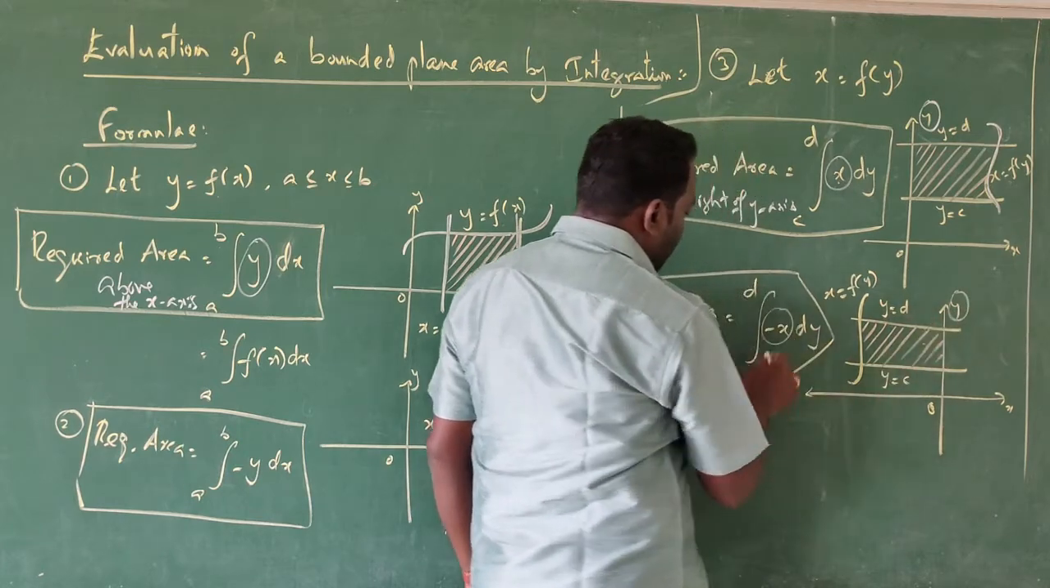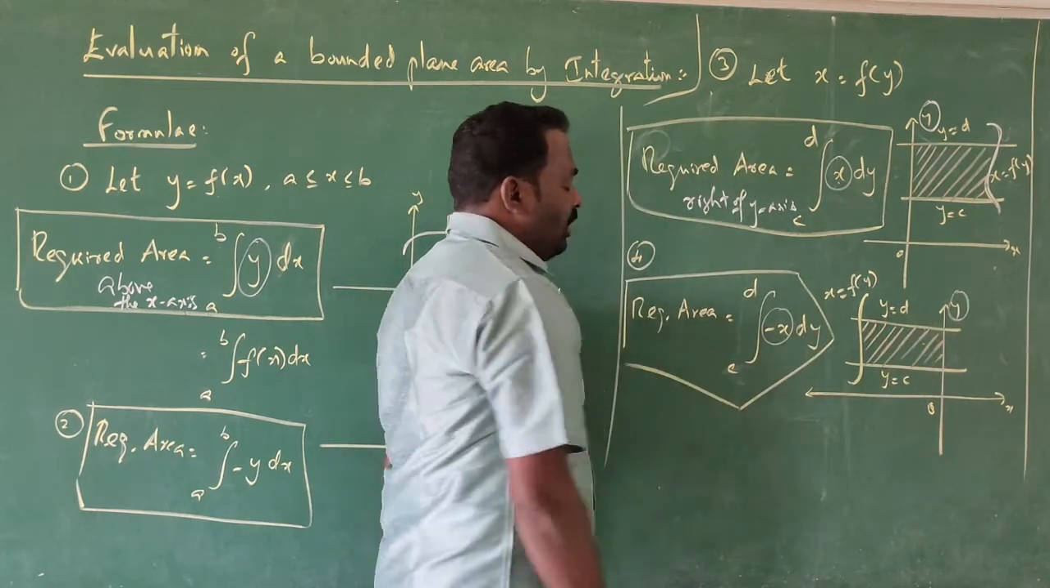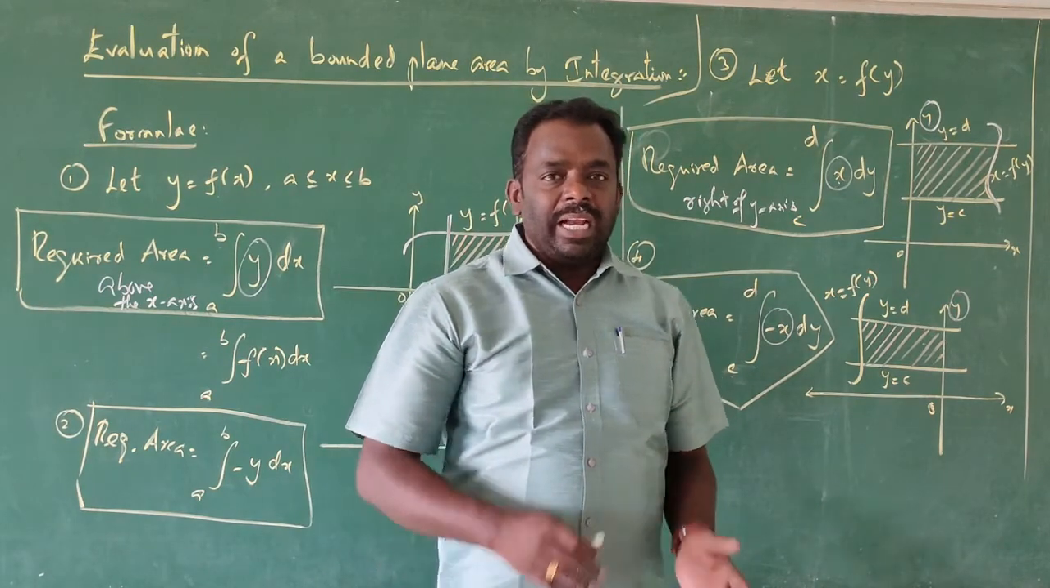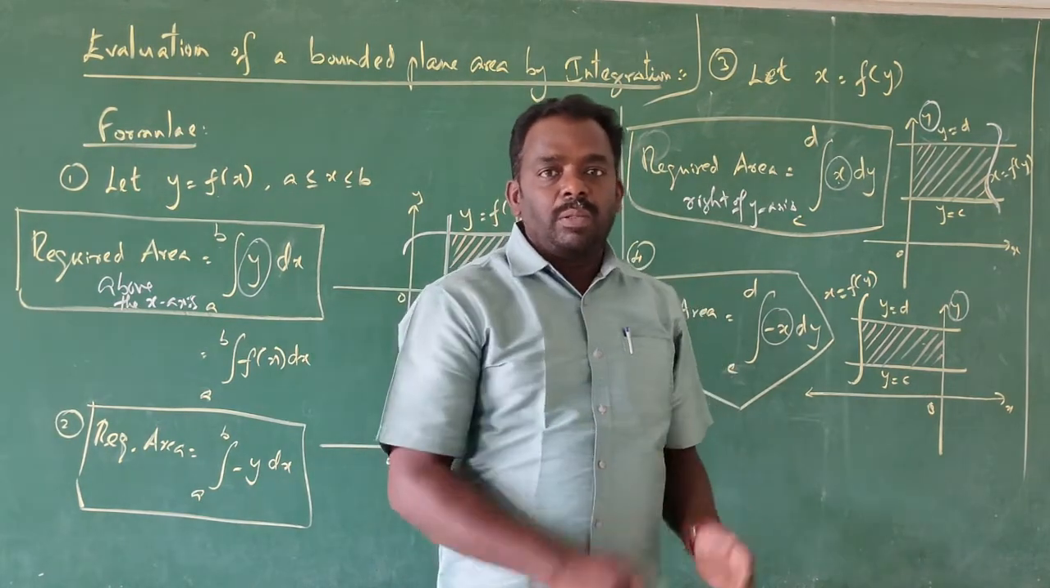Left side of the y axis, minus x into dy. Apply the formula to find the area bounded, whether it is on the right side of the y axis or the left side of the y axis.